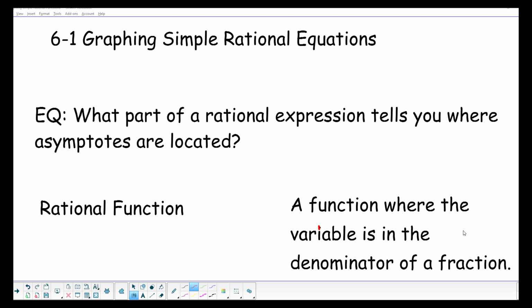Now I know what you might be thinking, there's a lot of stuff in this question that I have no idea what it is, but that's okay. We're going to break it down and we'll see that some of it's fairly familiar, right? So what part of a rational expression?